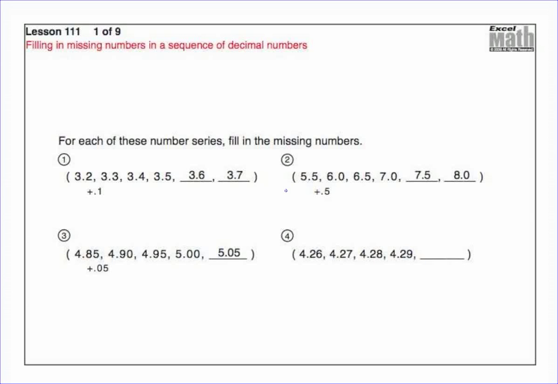Fifth grade Excel, lesson 111, filling in missing numbers in a sequence of decimal numbers. Most of these are pretty easy. Some kids have a little tricky time with them, but I think you'll do fine. For each of these number series, fill in the missing numbers.